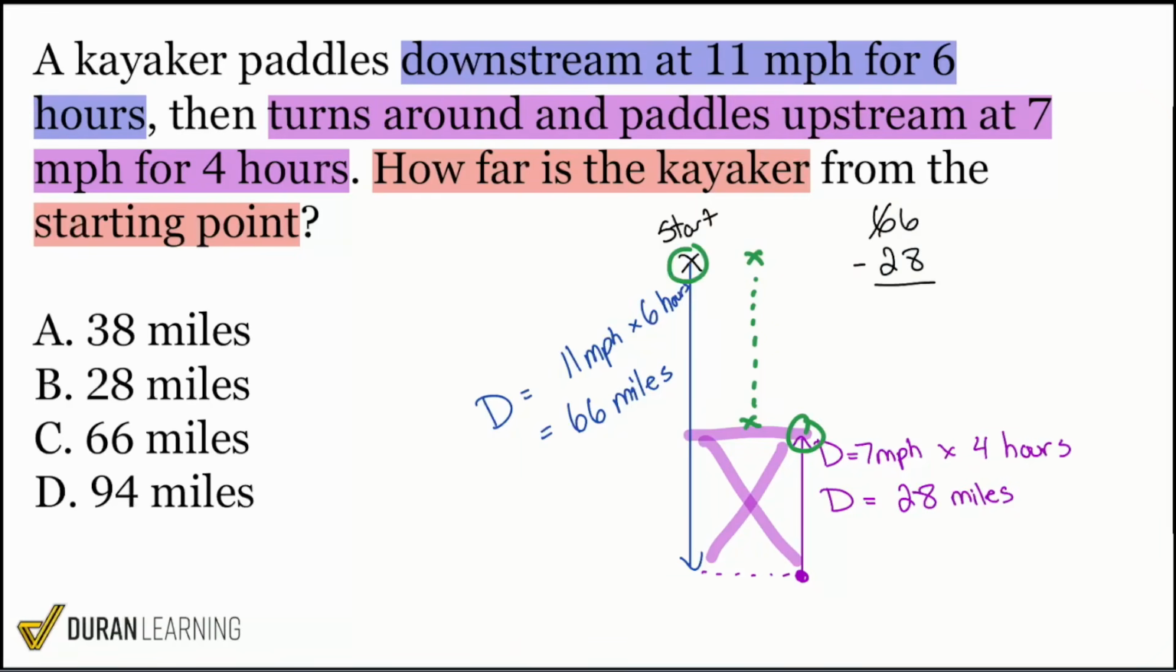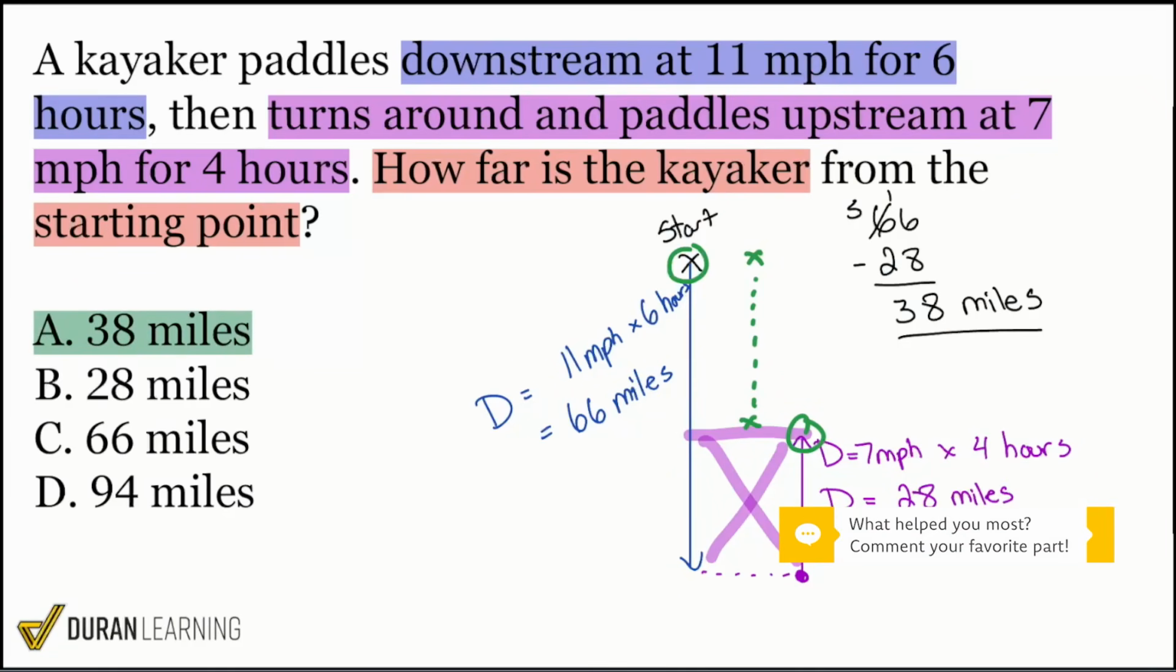We'll have to do a little bit of borrowing, and that's okay. So 16 minus 8 is 8. 5 minus 2 is 3. But nonetheless, the final resting point after we come back upstream for the 4 hours is going to be 38 miles. And there we are. Boom. All good. It's again about understanding downstream versus upstream, where we count the relative distance.